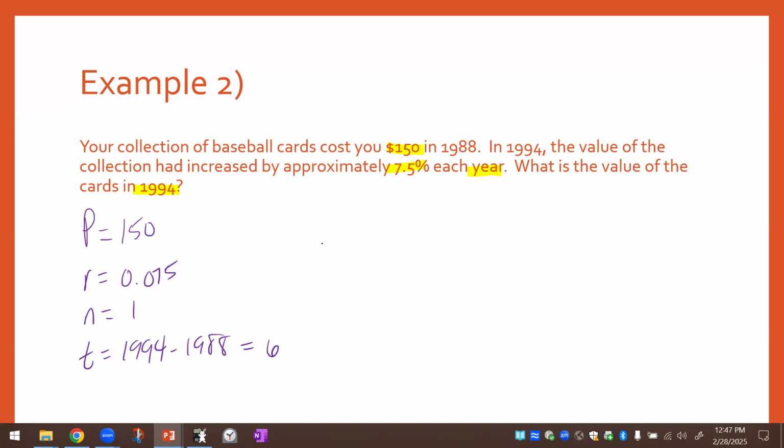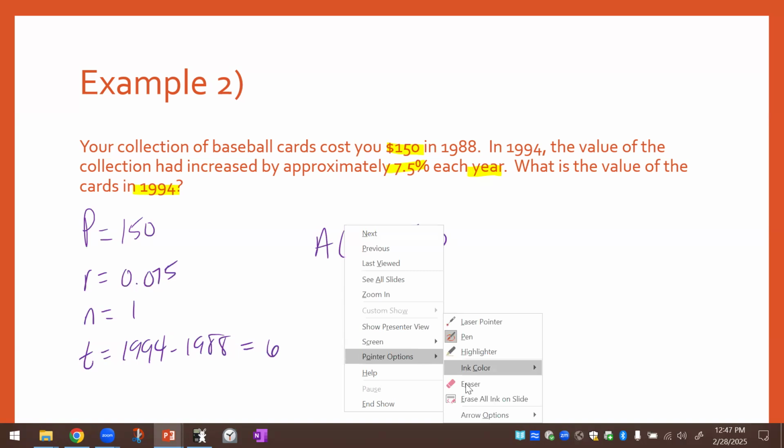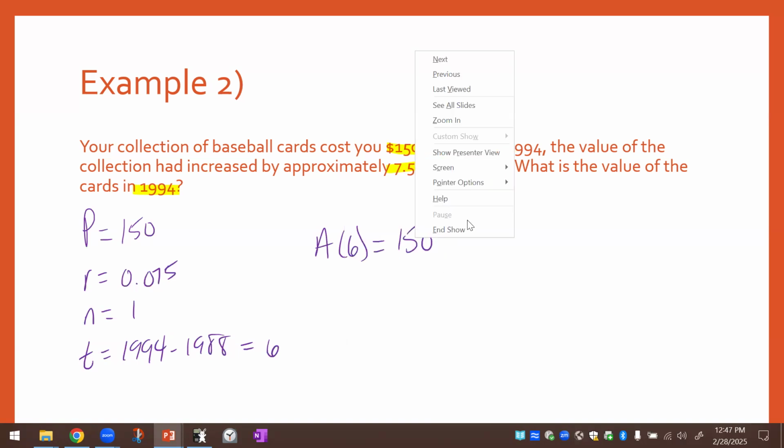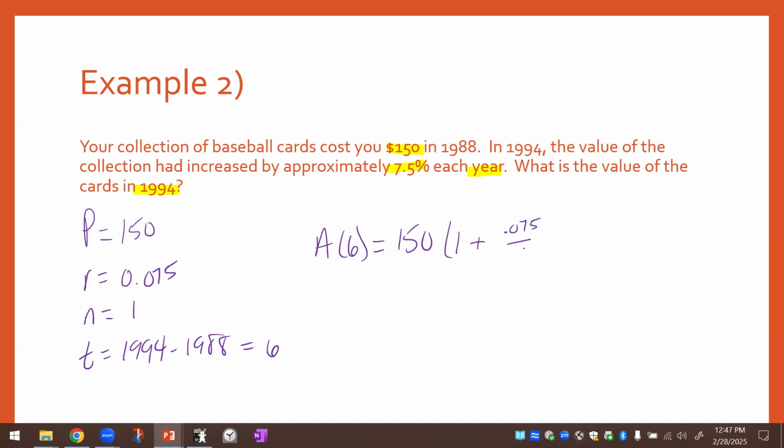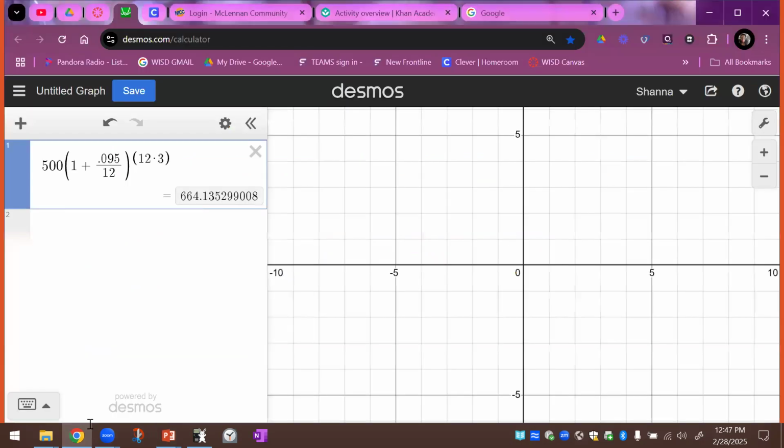Now we plug everything in. We're looking for our A after 6 years. So we have 150. I wrote 1,500 by accident, that's a lot of money. 150 times 1 plus 0.075 divided by 1, to the 1 times 6. When I input this in the calculator, is it necessary to write those extra ones? No, but for the sake of writing our formula, I plugged everything in as is.